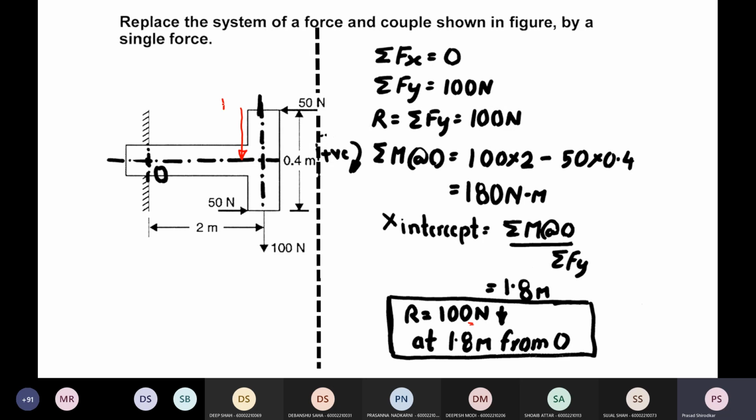This R that is equal to 100 Newton, and this distance is 0.8 meter. Right, so this is the final answer.